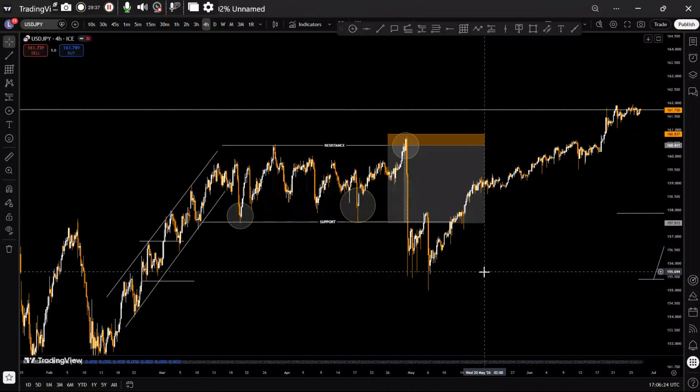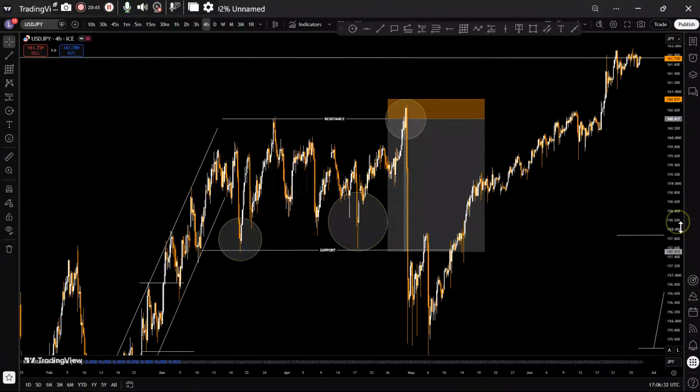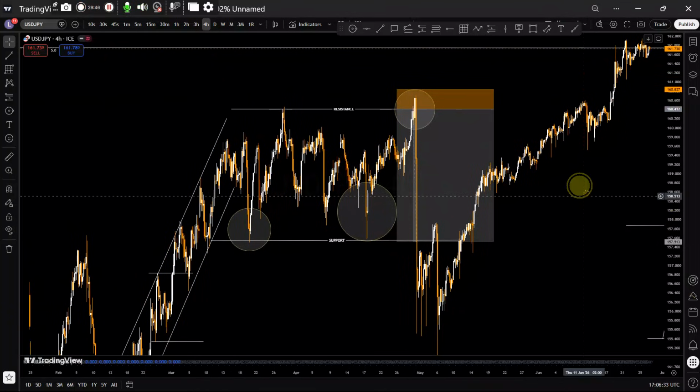So that's it. Like I said before, supply and demand is not really too difficult. I think that's all about support and resistance.